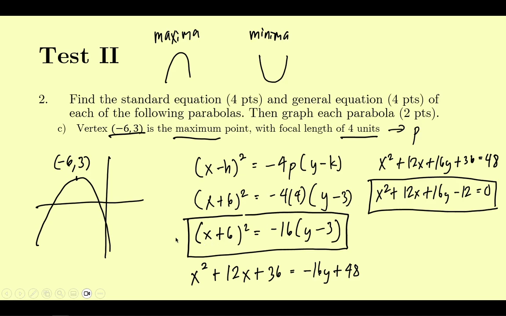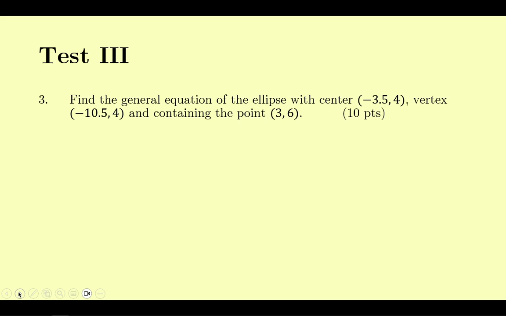Okay, we're done with test 2. We're left with 2 more items. Test 3. Find the general equation of the ellipse with center at negative 3.5 and 4, vertex negative 10.5 and 4, and containing the point 3 and 6.